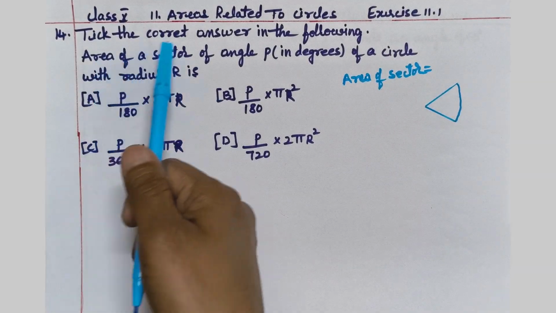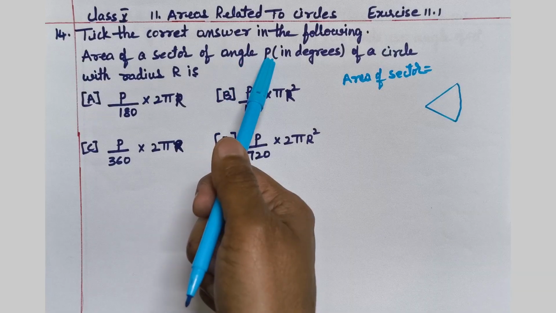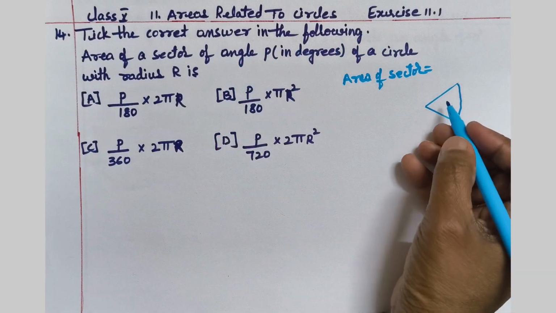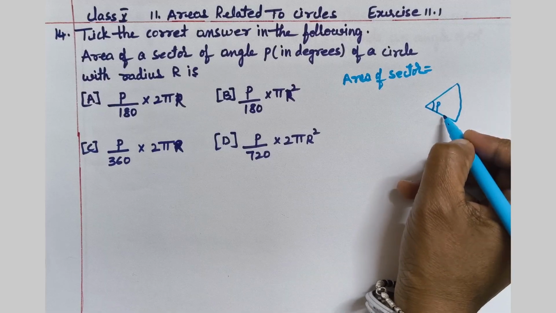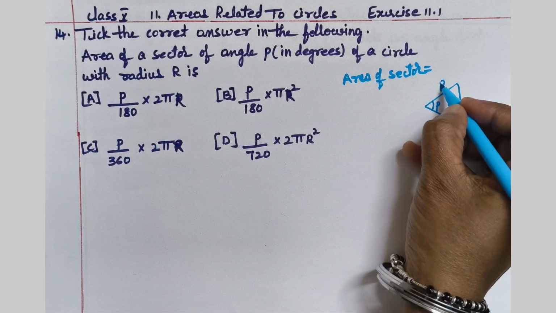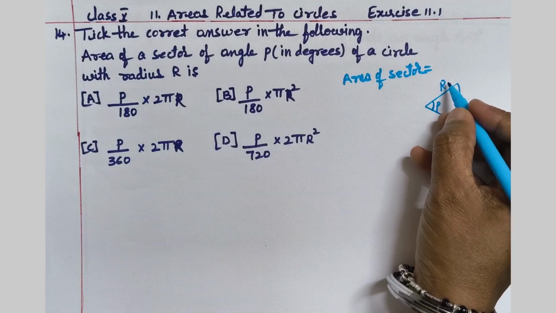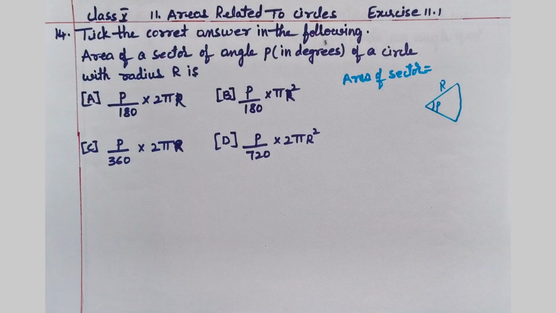Now 14th question, tick the correct answer in the following. Okay, area of the sector of the angle is P degree. So sector, how much degree is there? P. Okay, here degree is the P, in each of the circle which radius is the R. Okay, here degree is the P and radius is the R. Okay, now we will find in these 4 options which answer is the correct.